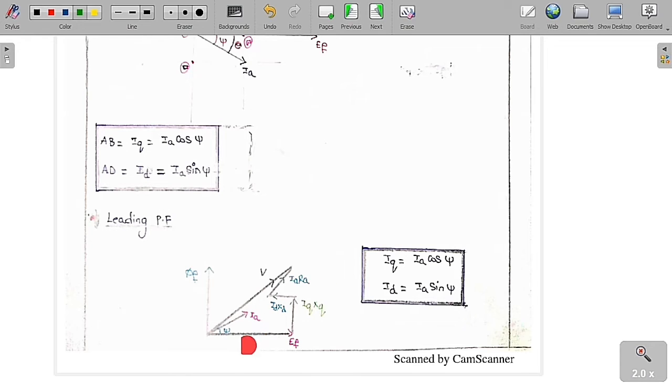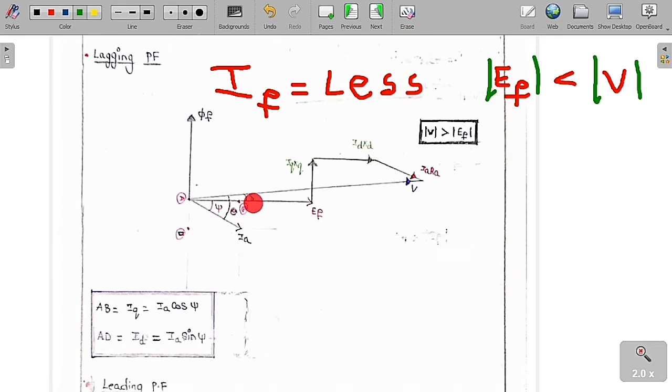So therefore you can see clearly here, if this is the EF and this is the IA, the power factor angle is nothing but... I have missed an important point here. You can see clearly the delta is the angle between the EF and V, theta is the angle between the V and IA, and psi is the angle between the EF and IA. So from this diagram, theta is equal to psi plus delta. Theta is the angle between V and IA, psi is the angle between EF and IA, and delta is the angle between EF and V.